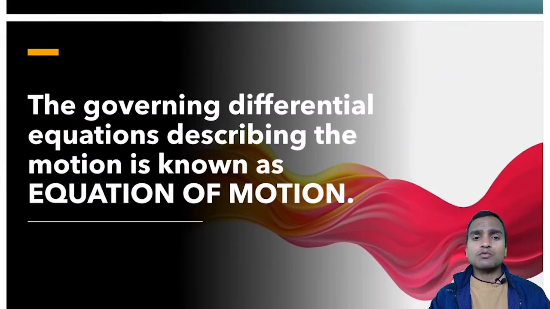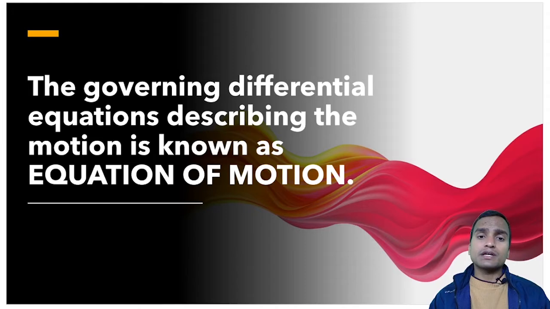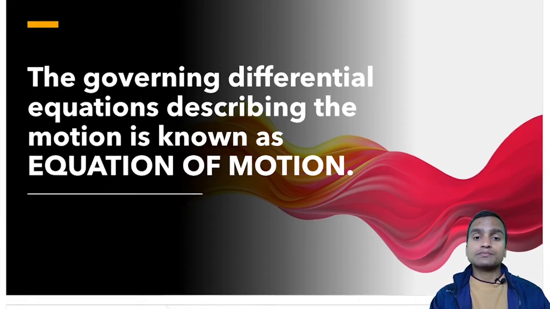So what is this equation of motion? Equations of motion are the governing differential equations, those equations which are governing the motion. So why is this said to be a differential equation? Because these equations involve the use of differential terms, like d2x upon dt square and dx upon dt, besides x and y, etc. We go for higher differential terms also.